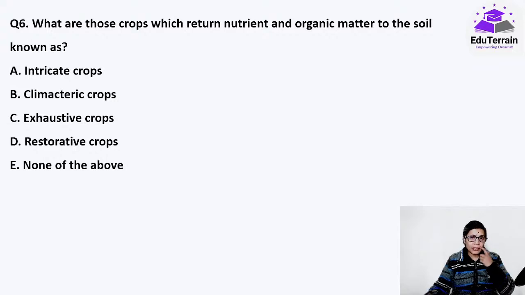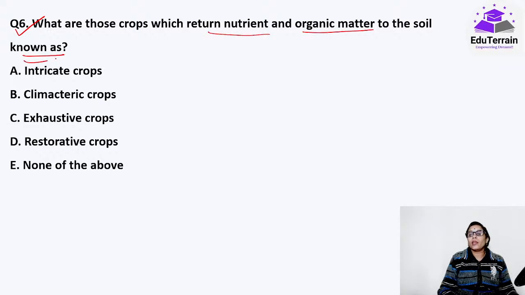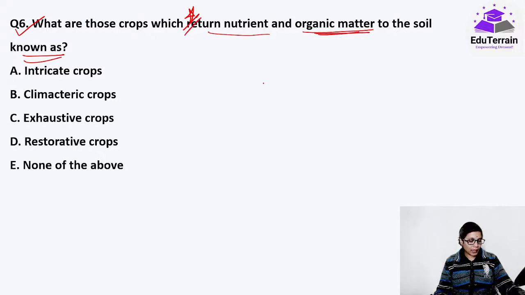Okay? Yes. Now, what are those crops which return nutrient and organic matter to the soil known as? Based on the utilization of the nutrients or elevating the nutrient status of the soil, there are two major types of crops that can be grown. Yes. Which are those crops? Where they return nutrient and organic matter to the soil. Yes, anyone try? Even if it is wrong, no problem. I am here to guide you.